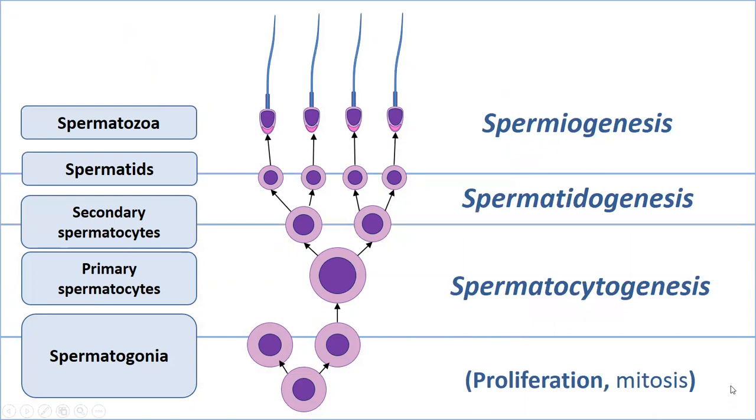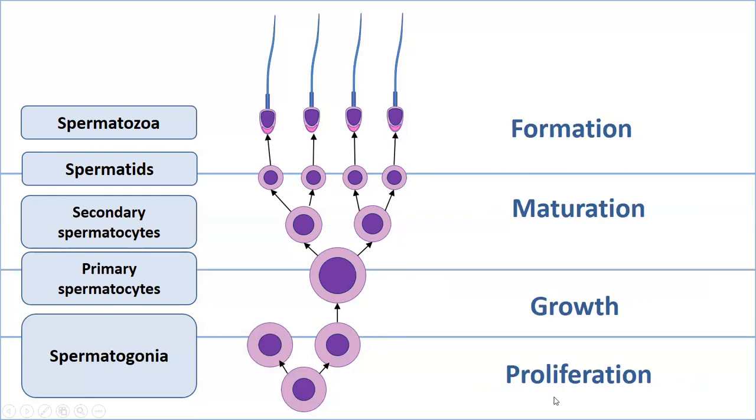In this classification, proliferation is the preliminary stage, and there are 3 main stages. Spermatocytogenesis, which results in the formation of primary and secondary spermatocytes. Spermatidogenesis, which results in the formation of spermatids. And spermiogenesis, which results in the formation of spermatozoa. 3 stages. And these correspond, together with the preliminary stage, to the stages in Ukrainian textbooks.